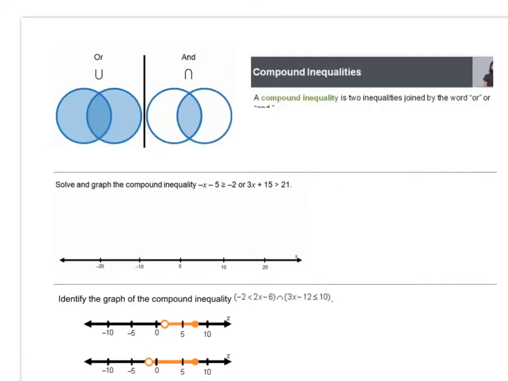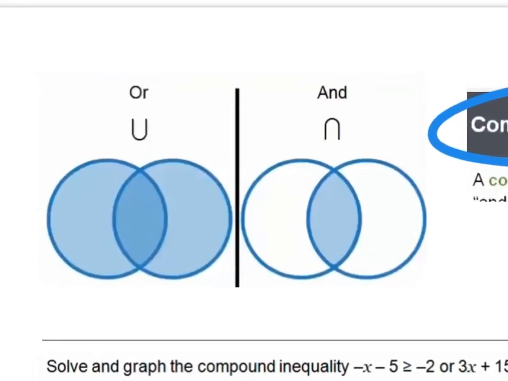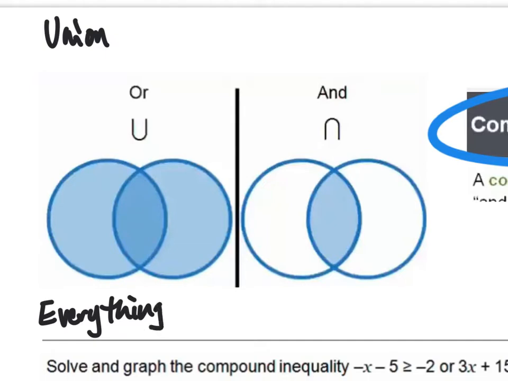Okay, the last page of notes we've got for this section talks about compound inequalities. So that's more than one inequality. And we have this thing that says or and and. Or we call a union. This includes everything. When it says and, we call that an intersection, and this is where things are common.